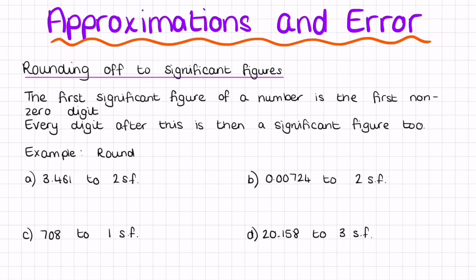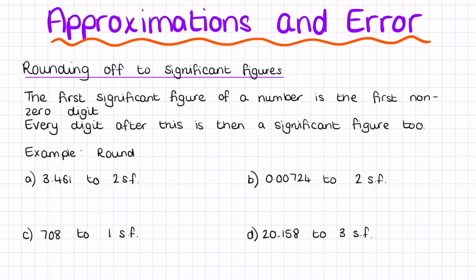Rounding off to significant figures. In the IB, if it doesn't state how it wants an answer to be rounded, you are expected to round to 3 significant figures. With significant figures, the first significant figure of a number is the first non-zero digit. Every digit after that is then classed as a significant figure too.